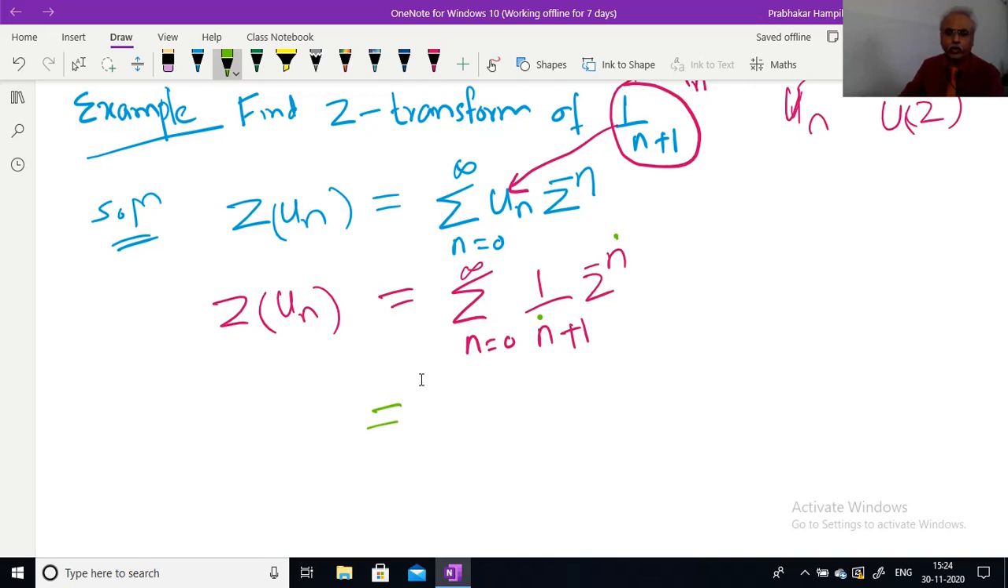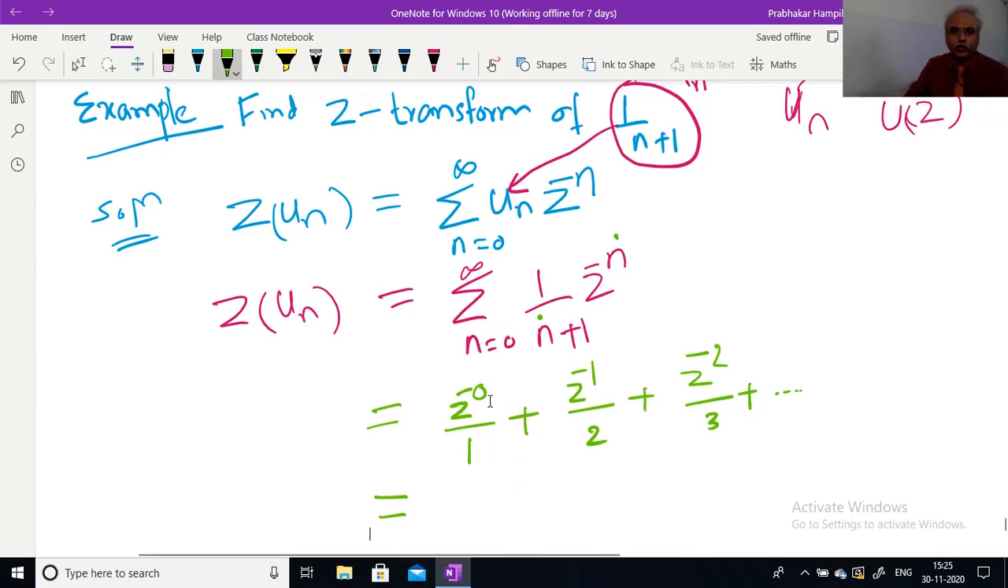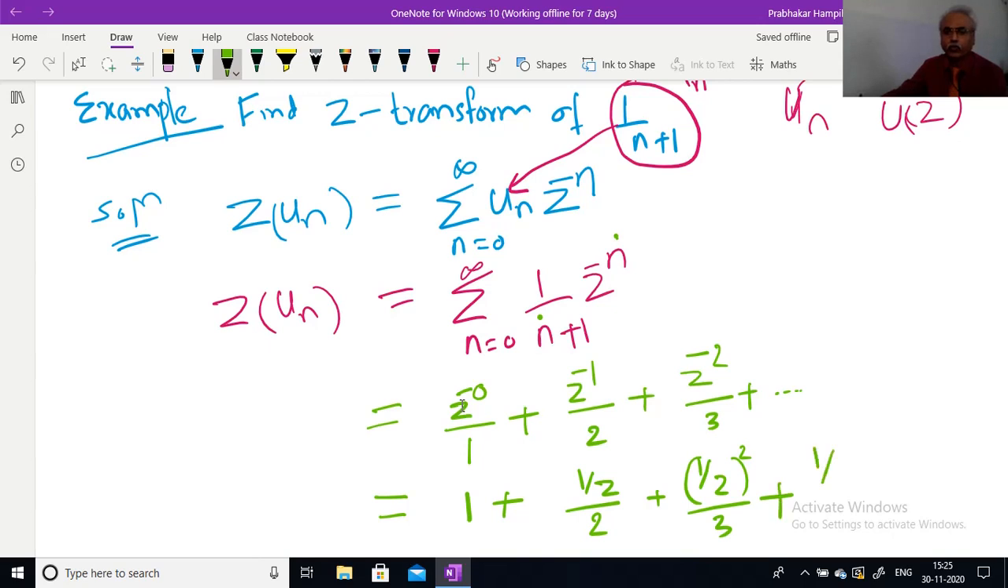If I put n equal to 0, z raised to minus 0, and here 0 plus 1. So the first term after n equal to 0 is z raised to minus 0 by 1, plus z raised to minus 1 upon 1 plus 1, 2, plus z raised to minus 2 upon 3, and up to infinity. This becomes 1, z raised to minus 0 is 1. So I can write the first term as 1, second term as 1 upon z upon 2, 1 upon z whole square upon 3. Let me write one more, 1 upon z raised to 3 upon 4, and so on.